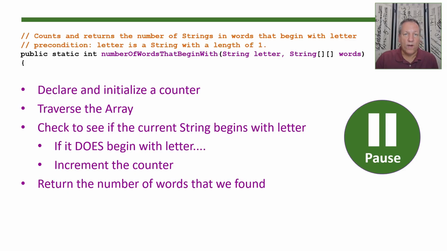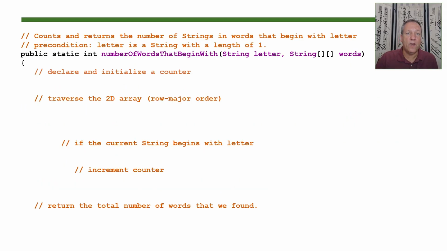Okay, great. Let's change these steps to Java comments again. All right, here we go. And now let's fill in the code that corresponds to these comments. First, we're going to start by declaring and initializing a counter to 0.